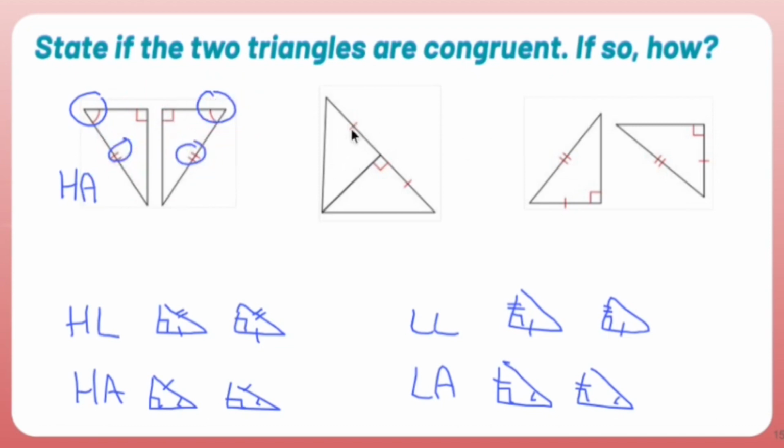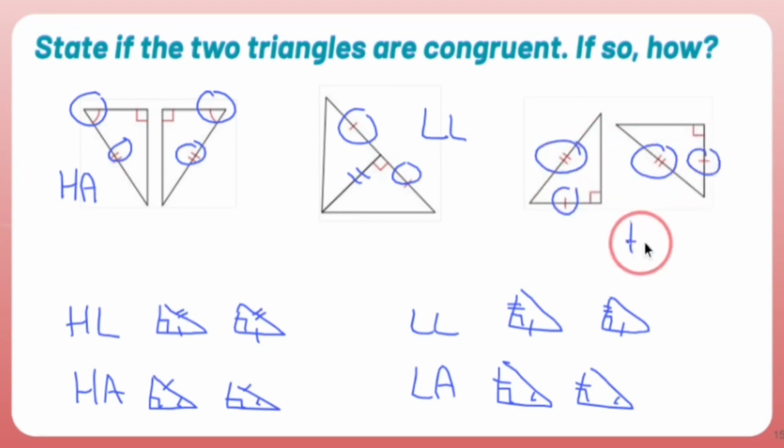What do we have here? We have a leg and a right triangle, but I have nothing else, do I? I do. These two legs are glued together. So we have LL, right triangle, LL. Isn't that a thing? And then we have H here, L here, L here, right triangles, HL. So the only one that I didn't do was LA, but you guys get the idea. Those are my right triangles. Bada bing.